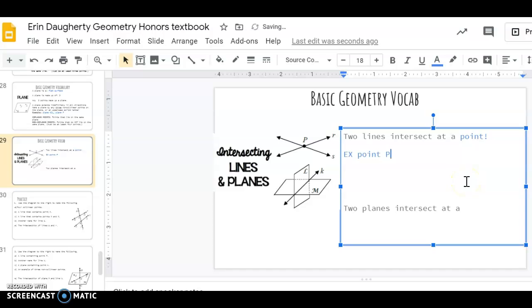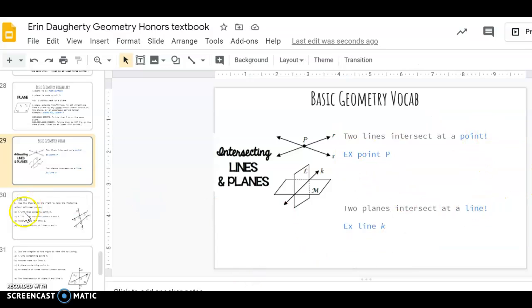All right, now when 2 planes intersect, so if you take 2 sheets of paper and you put them together, you will notice that they have kind of a crease. Well, that crease is now a line, so they're going to form a line. And the example for this would just be line K. Now K is lowercase, and it is italicized. See if I can try that again here. Yay! All right, Control I will italicize that K for you. And that's what you need to remember. So you have a point and you also have a line.